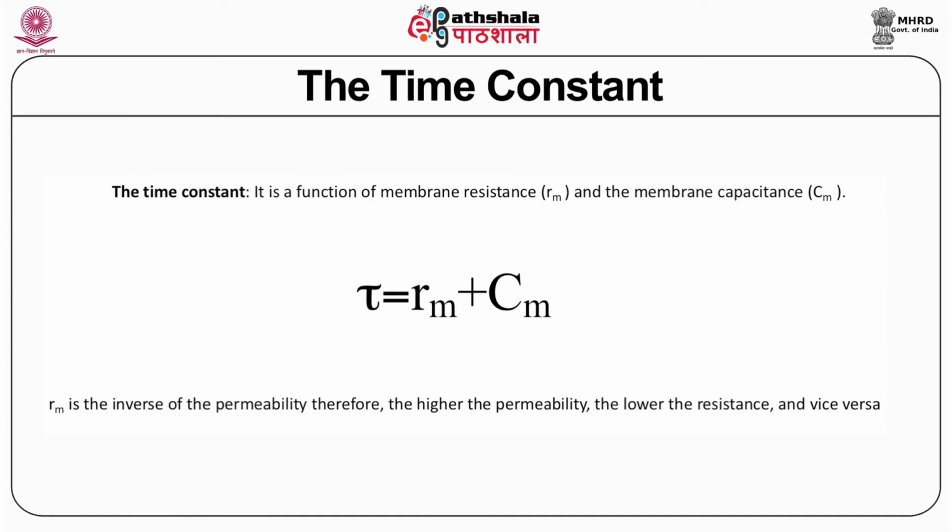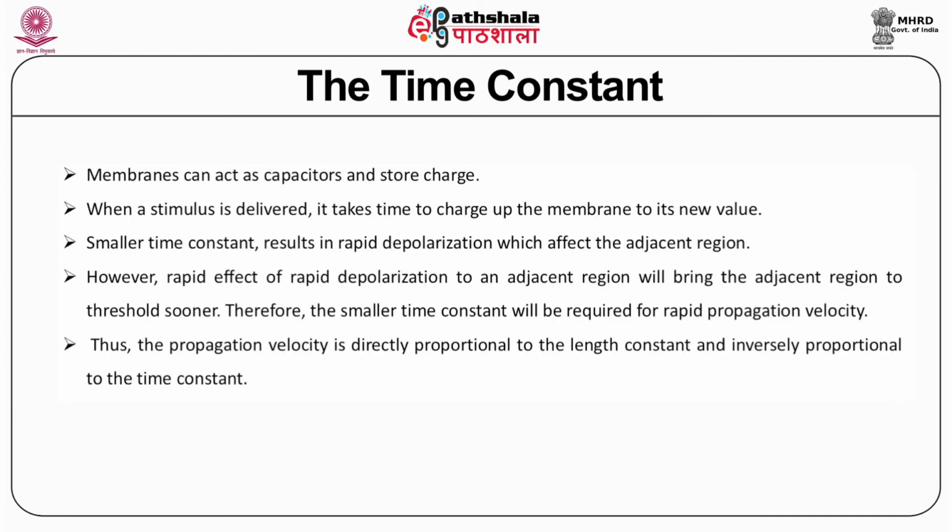Another factor is the time constant, which is a function of the membrane resistance Rm and the membrane capacitance Cm, and is defined as the product of Rm and Cm. Rm is the inverse of the membrane permeability. Therefore, the higher the permeability, the lower the resistance, and vice versa. Membranes can act as a capacitor and store charge. When a stimulus is applied, it takes time to charge up the membrane to its new value.